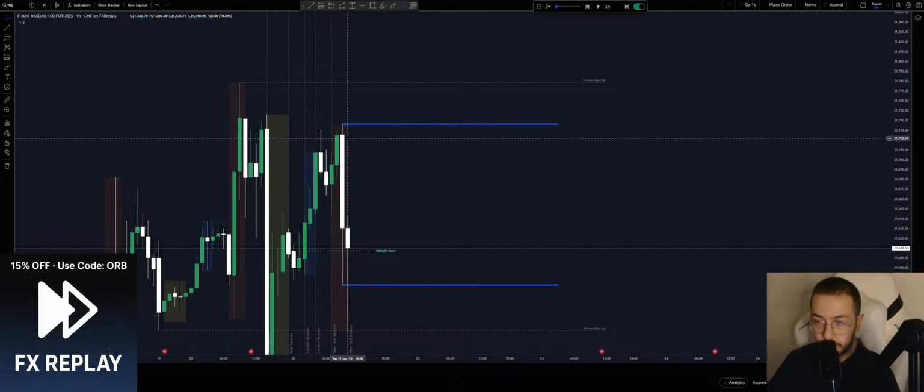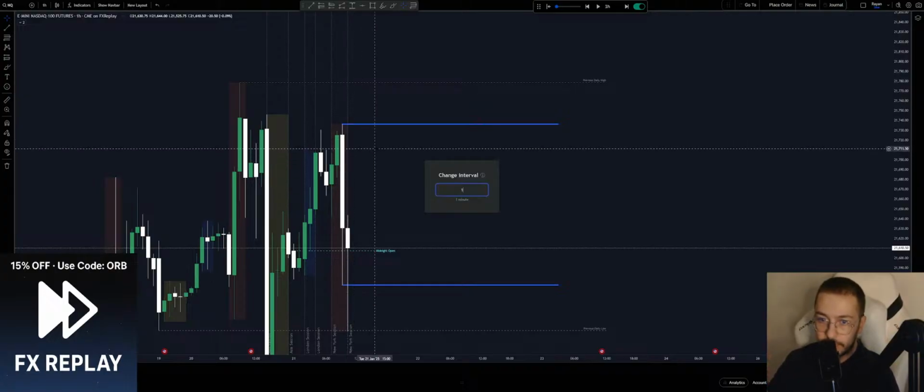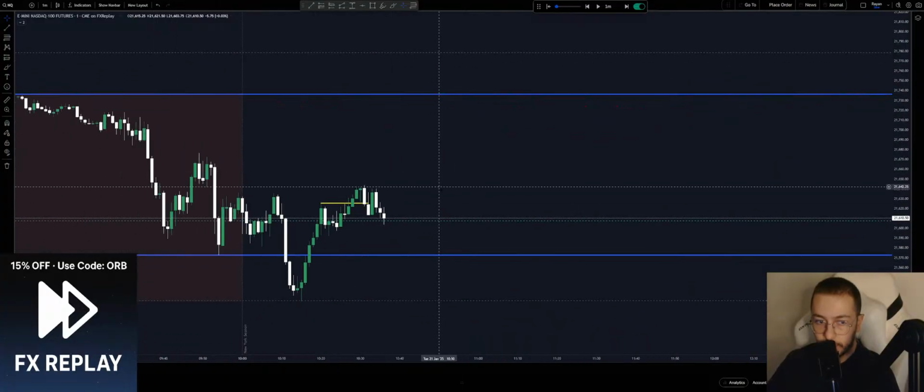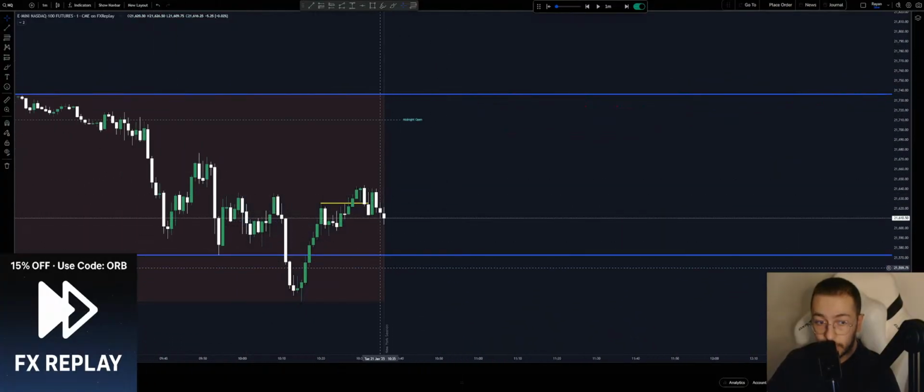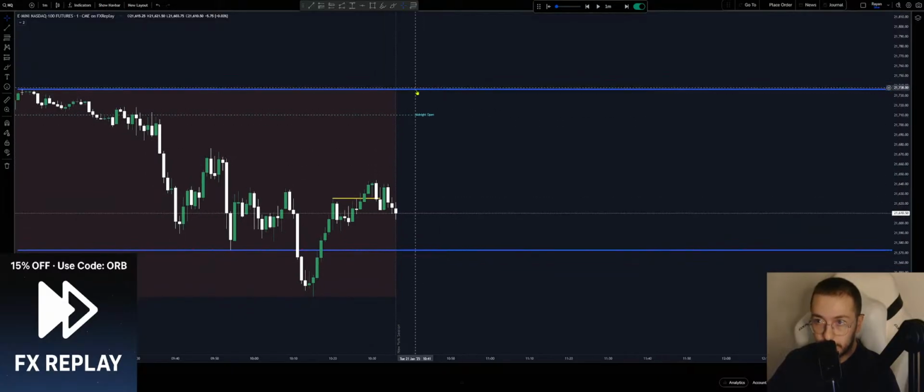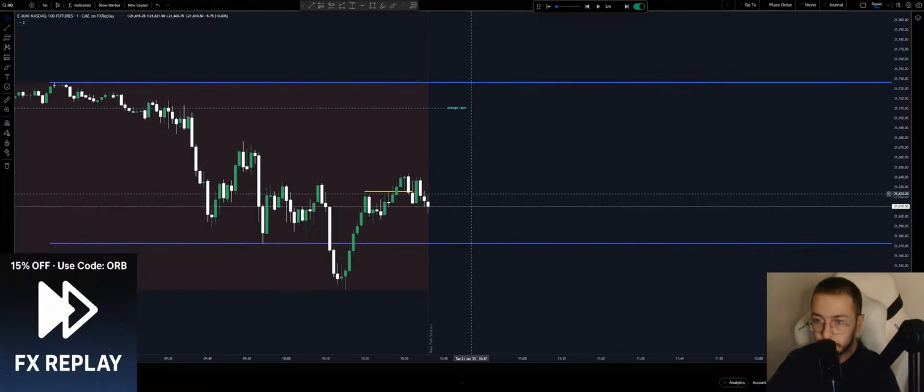So you look for an entry between 10 a.m. and 11 a.m. That's your 1 hour window from 10 a.m. to 11. On the 1 minute time frame, you wait for an entry. If the price sweeps the low of the 9 a.m. 1 hour candle, you go for the longs. If the price sweeps the high of the 9 a.m. 1 hourly candle, you look for the shorts. Is it clear?